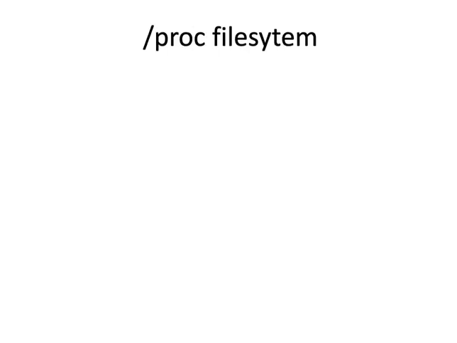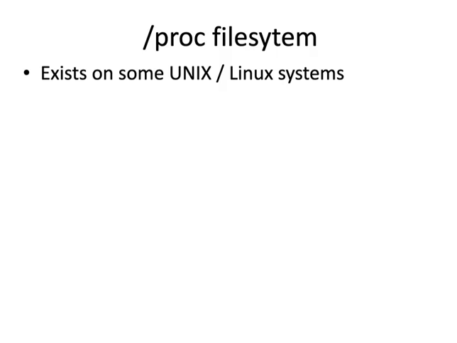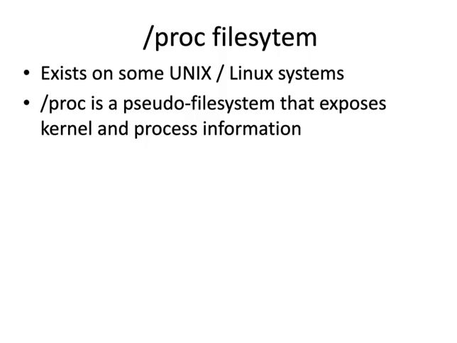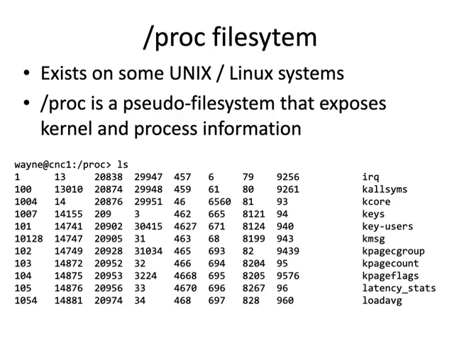The next thing your book talks about is the /proc file system. /proc exists on some, but not all, Unix and Linux systems. For example, Mac OS is Unix, but it does not use the proc file system. What this is, is a pseudo file system, which means it's not a real file system, but it looks like one, that exposes kernel and process information. Here's an example of me on, I can't remember what version, it's probably SUSE Linux, cd to /proc and did an ls.